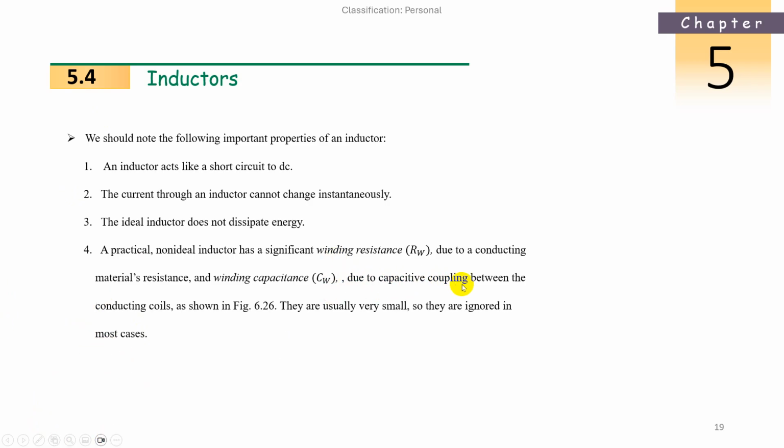So due to the capacitive coupling between the conducting coils, between the turns, capacitance will be formed. They are usually very small, so they can be ignored in most cases. So small that we can ignore them. But if we need exact minute values, then we have to include it.